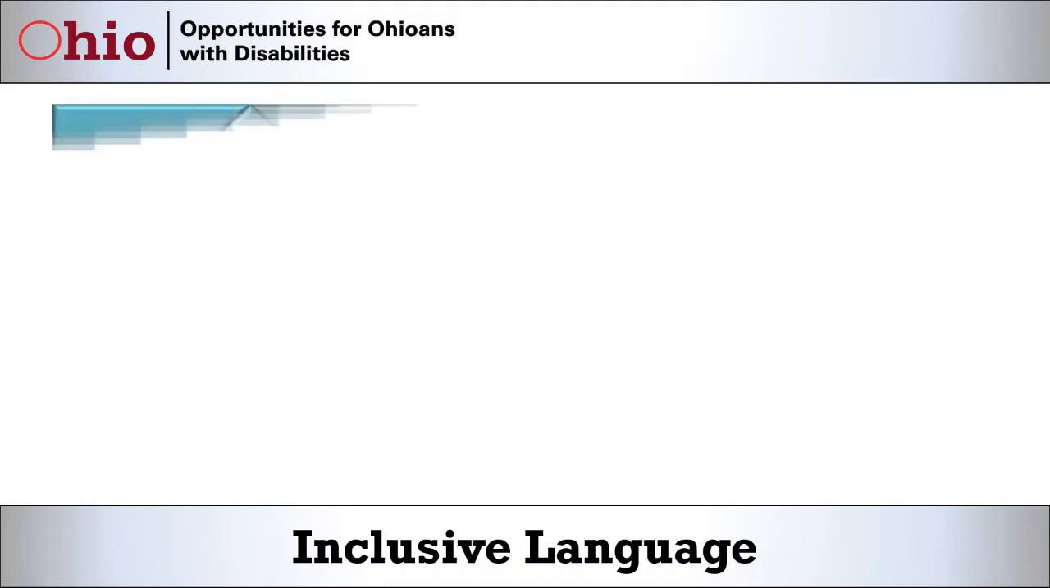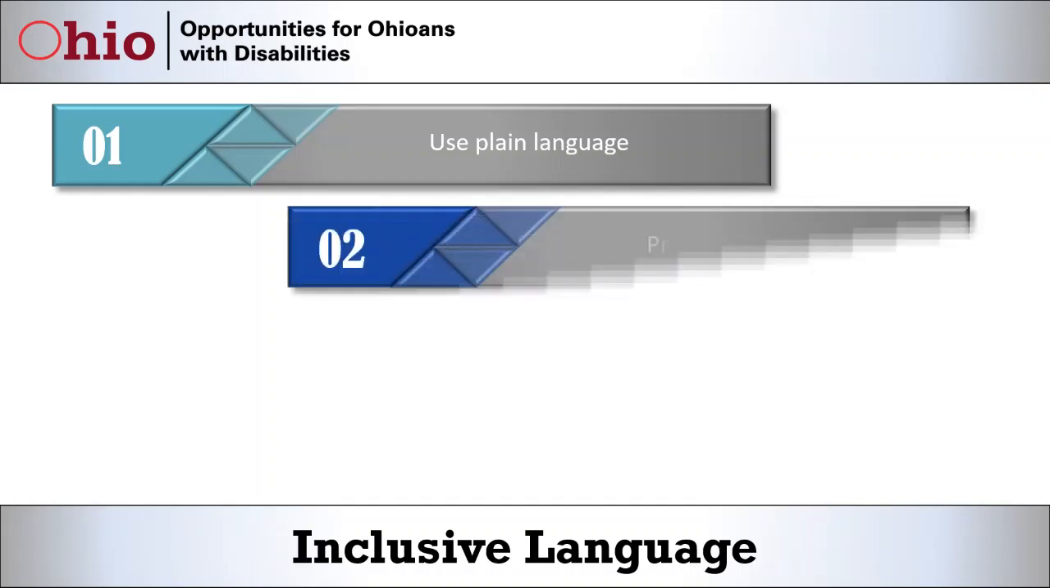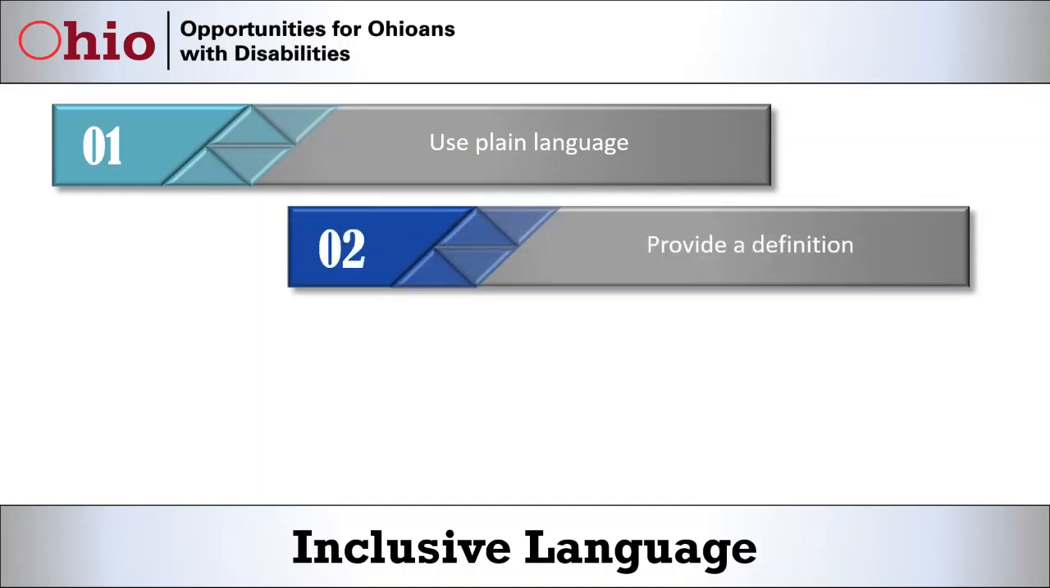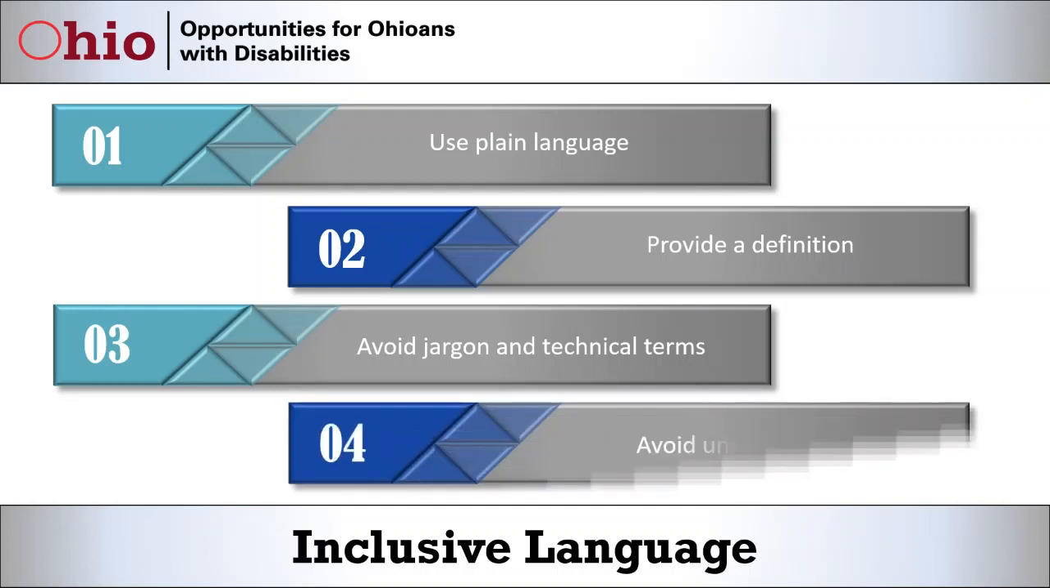So the first tip is to use plain language in your communications, which means you are being clear and concise and using words that have a single meaning. When you are using words that can be interpreted in more than one way, provide a definition of these words. Another tip is to avoid using jargon, technical terms, and proprietary names, or if you feel these need to be included, then provide a description or a definition of these. And the final tip is to avoid using any unnecessary words, terms, or phrases.